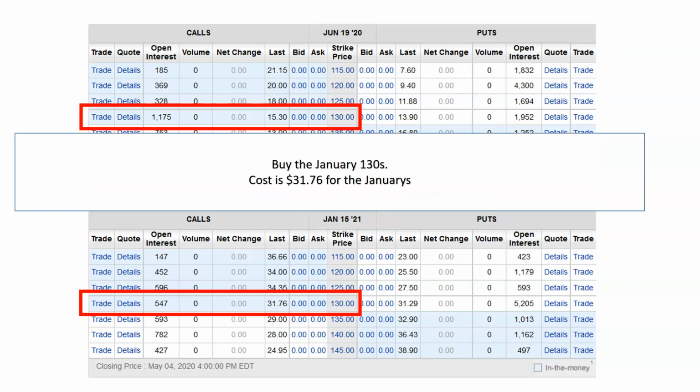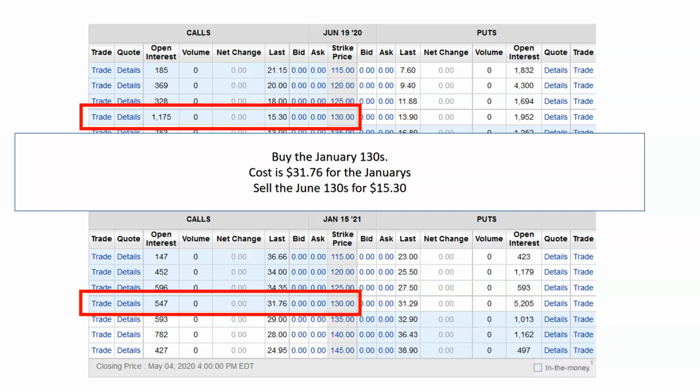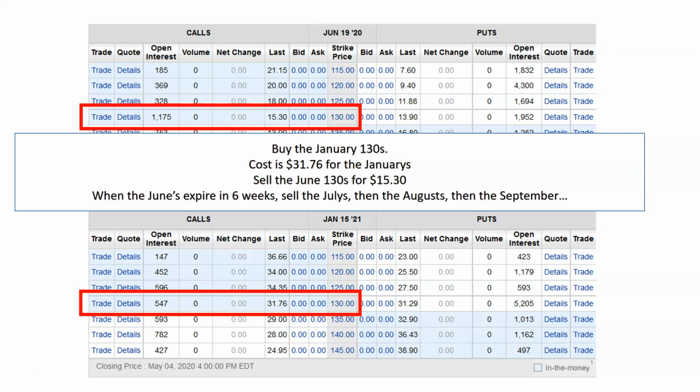Well, if we buy the January 130s, then our cost is $31.76, all right? That's $31.76 per share. Now, we can turn around and we can sell those June 130s for $15.30 per share. And just to keep the math simple, I'm going to stick with just the per share price throughout the rest of this talk. So we're buying those Januaries at $31.76. We're selling the Junes for $15.30. So up front, we have a little bit of a cost, right? About $16.46 here, if my math is right.